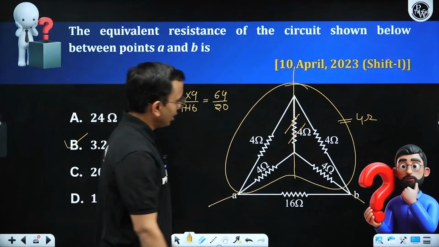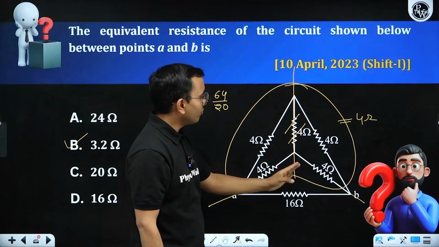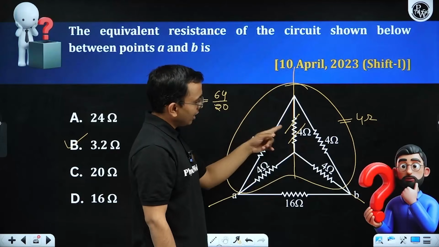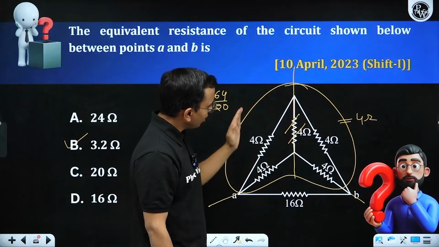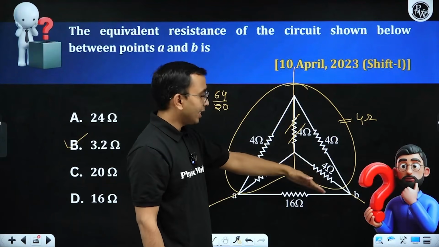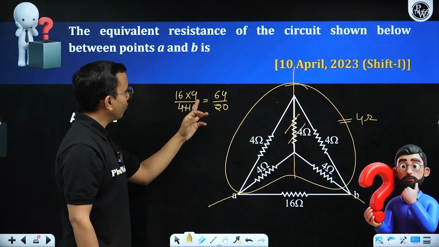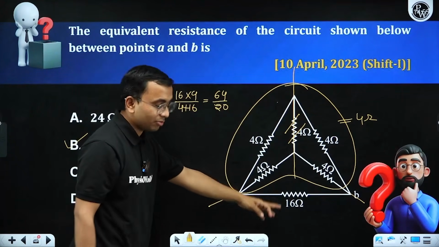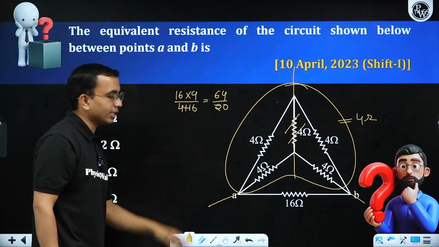Getting it? I found the equivalent of this line of symmetricity, or from Wheatstone Bridge condition also I can say this will be removed, because 4 by 4 is equals to 4 by 4. So this is removed. 4 and 4, 8. 4 and 4, 8. 8 parallel with 8, 4. 4 and 16 in parallel. So 4 into 16 divided by 4 plus 16, 64 by 20, that is 3.2.